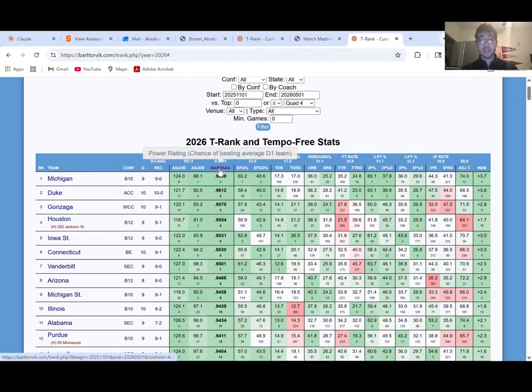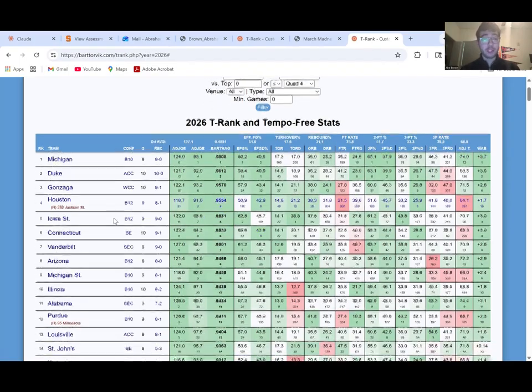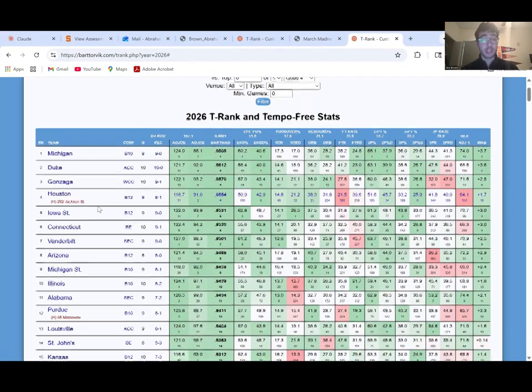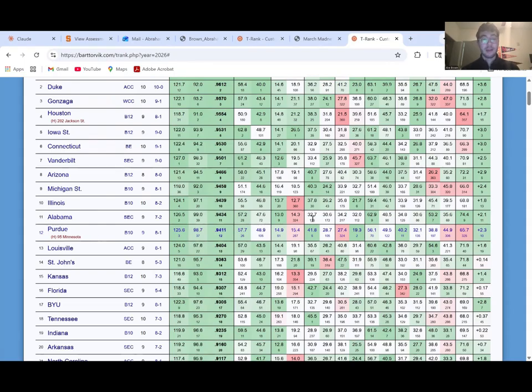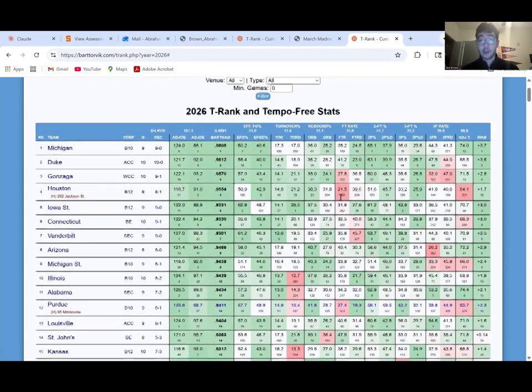And this is supposed to be the chance of beating an average D1 team. So you can see Michigan at this moment, over a 98% chance of beating the average Division One team, which is pretty crazy. And you can see there's other good information here. You know, we have information about who that team is facing off against today. And yeah, so a ton of great data here.